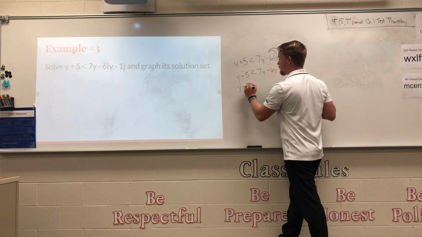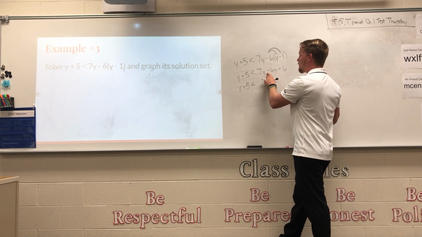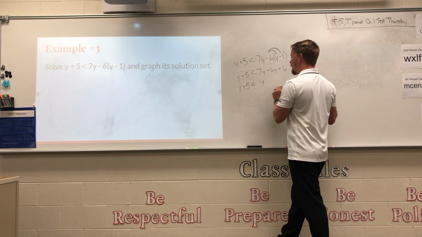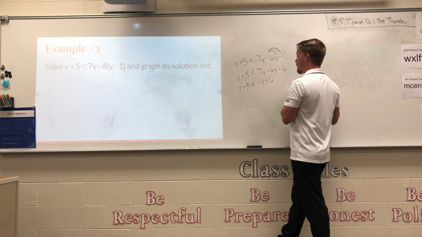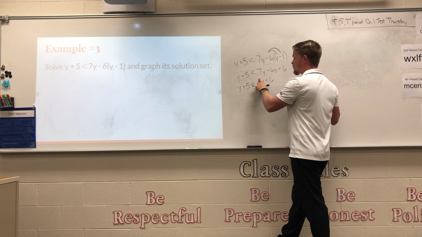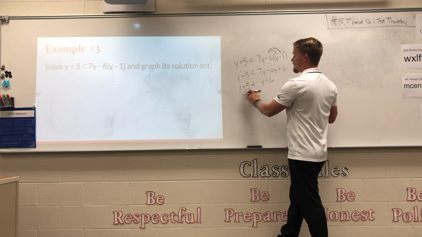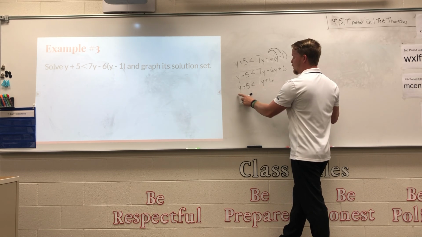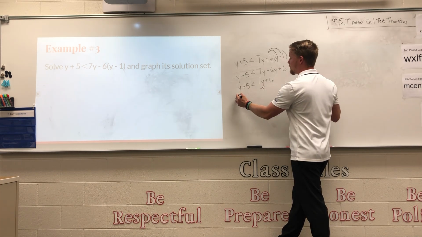y plus 5 is less than 7y minus 6y just leaves you with 1y. Okay, 1y. And I bring down my plus 6. Okay, now we have, and again, if it's 1y, you can just write it as y. It's the same thing. So now we need to get the y's on the same side because they're not on the same side. So to do that, I need to move this y over here. It's a positive y, so I'm going to subtract y from both sides.